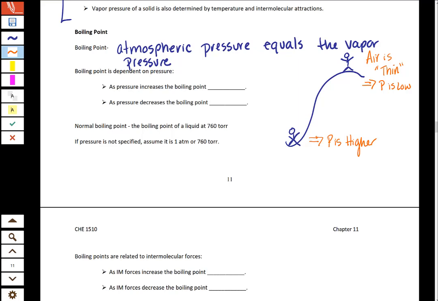Especially if you're below sea level, right? Sea level has a pressure of about 1 atmosphere. Below sea level is going to be a little bit greater than that. Okay, so then let's think about you on the mountain again.